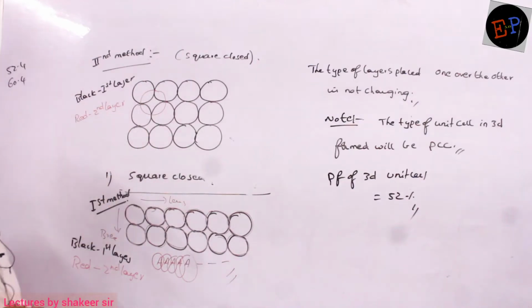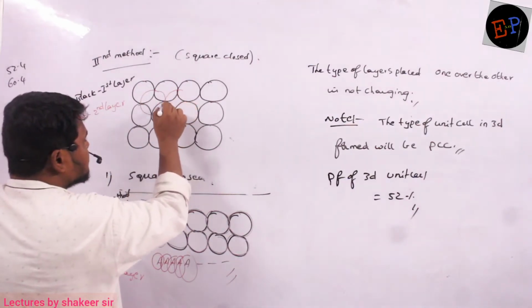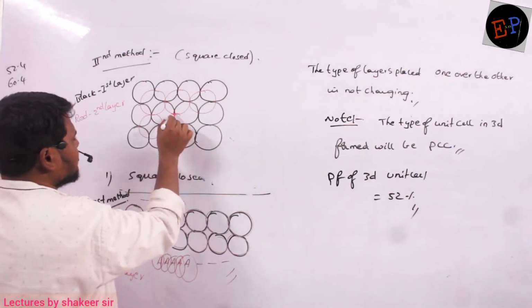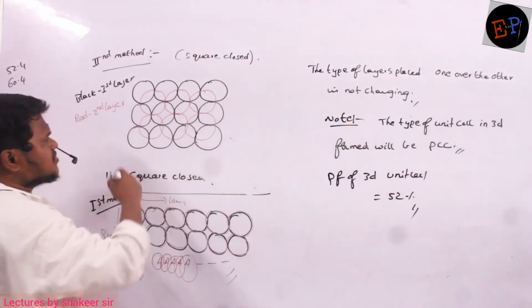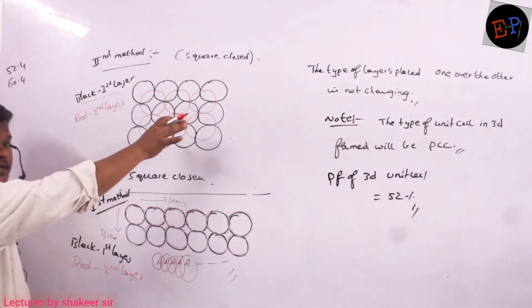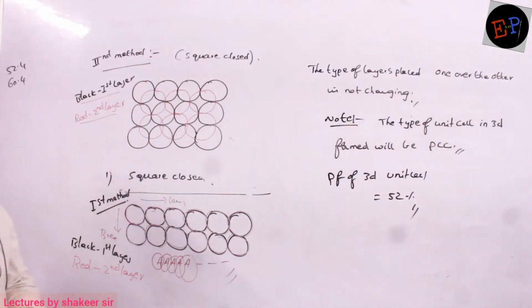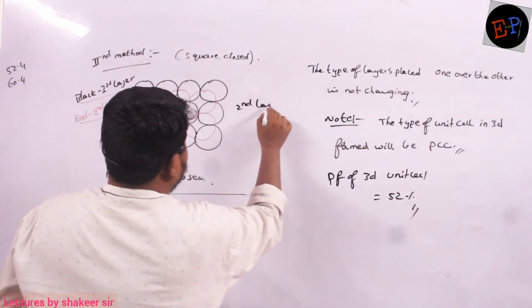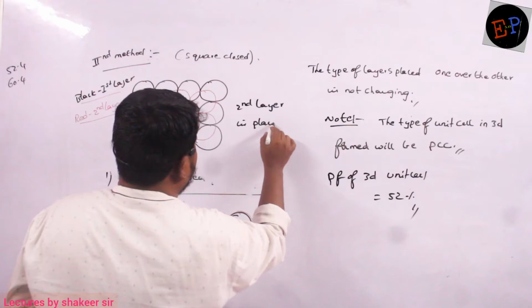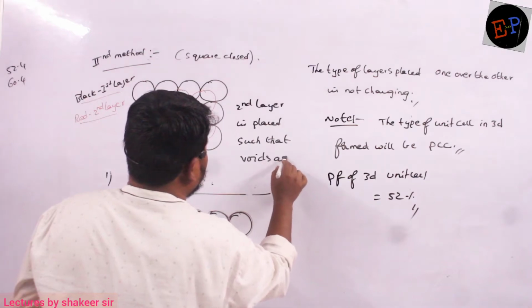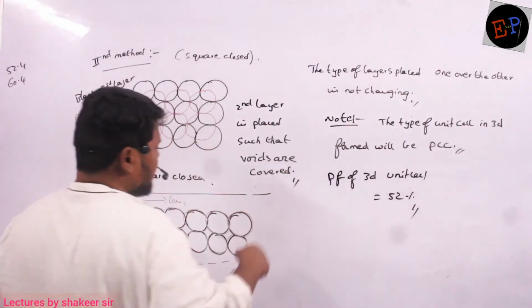So this is one type of arrangement. Okay? And this is the second void, so this is the second atom. This is the third void, so this is my third atom. Okay? So like this, if you are able to cover the voids, then this type of arrangement is the second type of arrangement. Okay? First layer is made up of black atoms, second layer is made up of red atoms. Are you able to understand how we are packing? Are you able to understand? So what is the method we have used here? Method is that the second layer is placed such that voids are covered. Okay? Voids are covered in this condition.